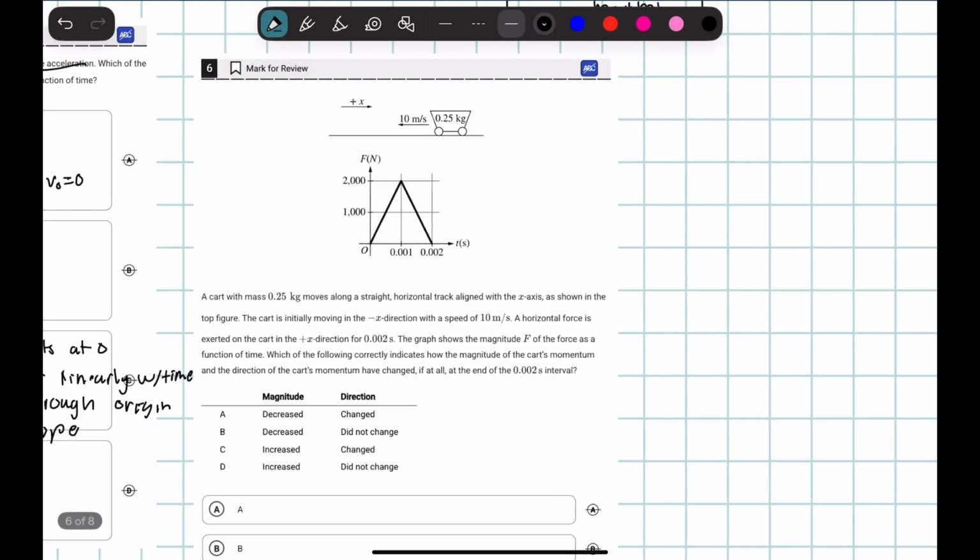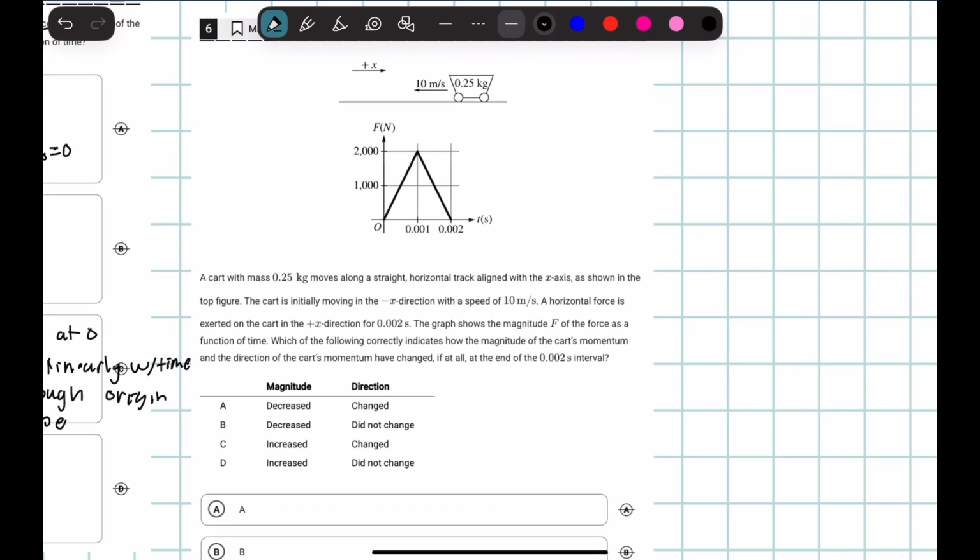6. A cart with mass 0.25 kilograms moves along a straight horizontal line aligned with the x-axis as shown in the top figure. The cart is initially moving in the negative x direction with a speed of 10 meters per second. A horizontal force is exerted on the cart in the positive x direction for 0.02 seconds. The graph shows the magnitude F of the force as a function of time. Which of the following correctly indicates how the magnitude of the cart's momentum and the direction of the cart's momentum have changed, if at all, at the end of the 0.02 second interval?